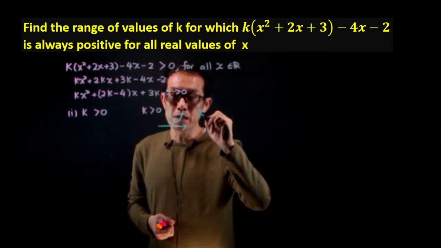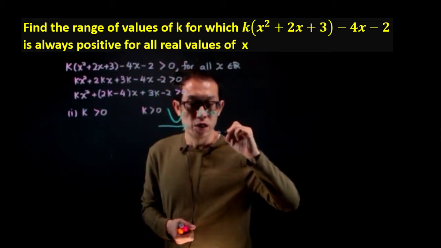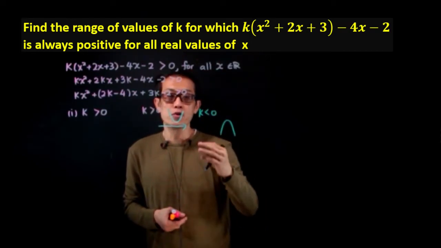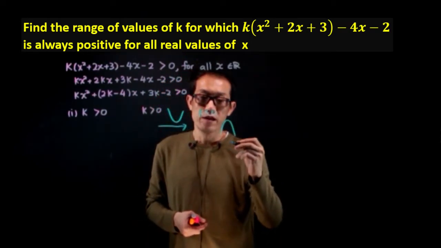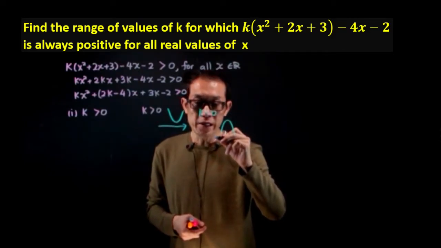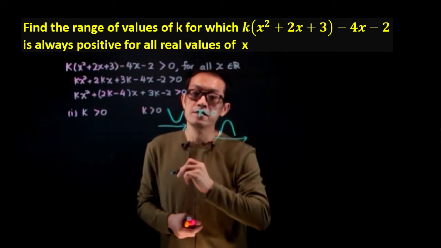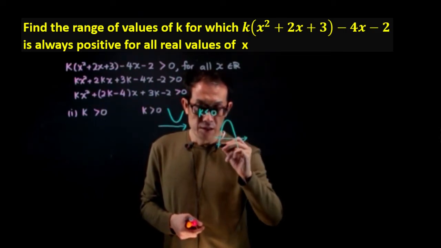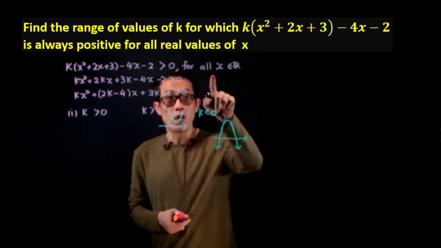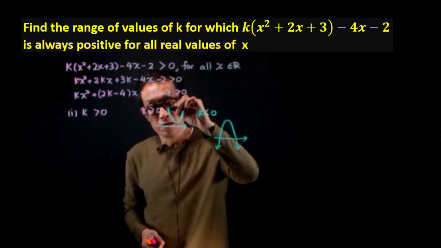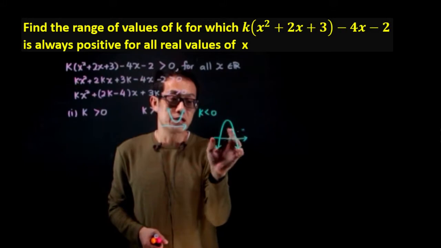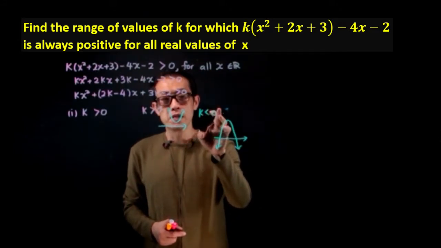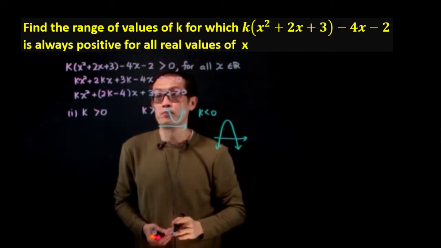Now, what happens if k is smaller than 0? The shape of your graph will be this way. And you want it to be always positive. So it's impossible. Some of you may think that, oh, this is your x-axis. Now, not forgetting your graph is continuous. Alright? Because it's for all values of x, so it's continuous. So you find that this graph is sometimes above 0 and sometimes below 0. So it is impossible if k is smaller than 0.